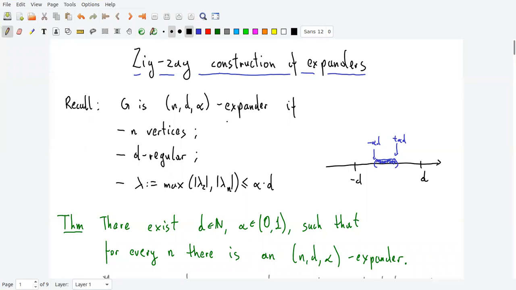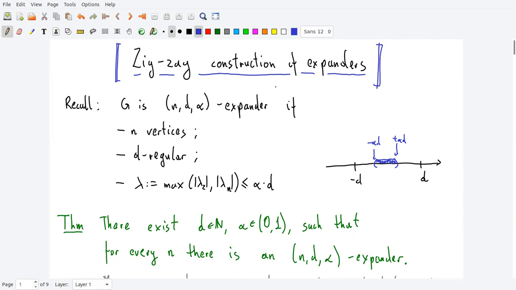So one thing that we did not do so far, and what we will do during this lecture, is to actually show that there are graphs with good expansion properties. So-called expanders. So this lecture will be about making a deterministic construction of large expander graphs of constant degree.